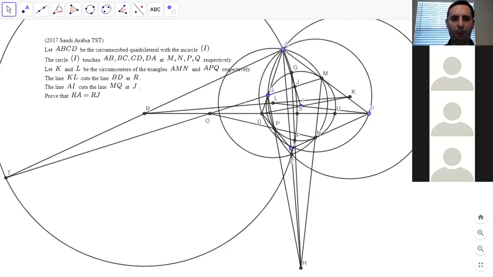I'm not sure here. I'm going to show RA equals RJ. There's one problem we did on the Discord once where I think we did something similar, where we showed RA is equal to RJ like this. And I think we extended AI and we let it meet the circle again.